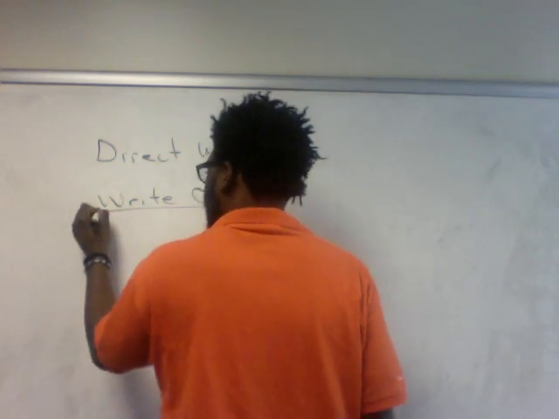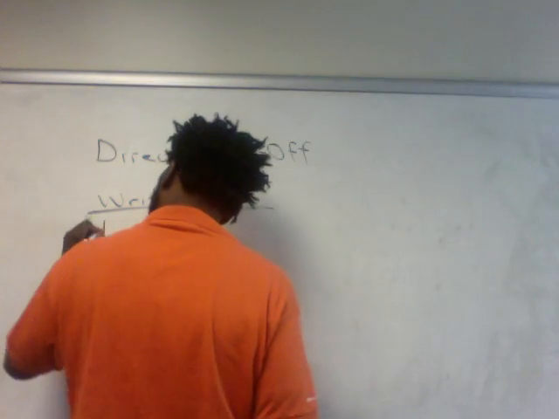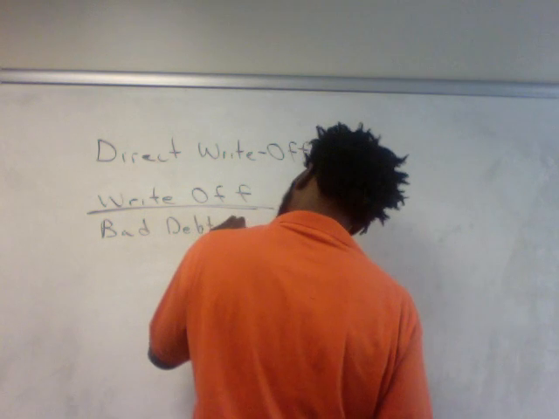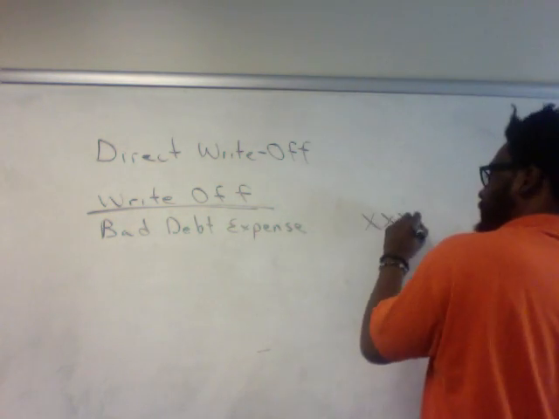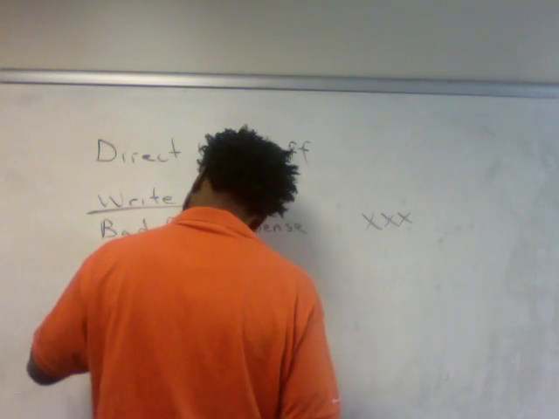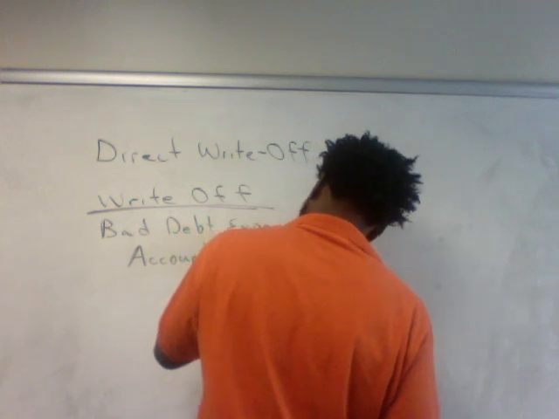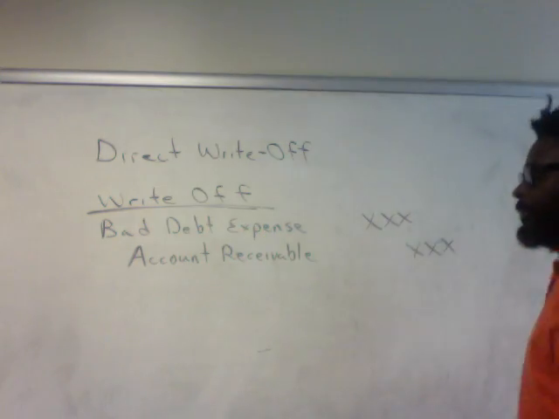And under the direct write-off method, when you have a write-off, you're going to debit bad debt expense for whatever number. And you're going to credit accounts receivable. We're going directly to accounts receivable. We're not going to make a contra account and all that other stuff. We're going directly to accounts receivable.